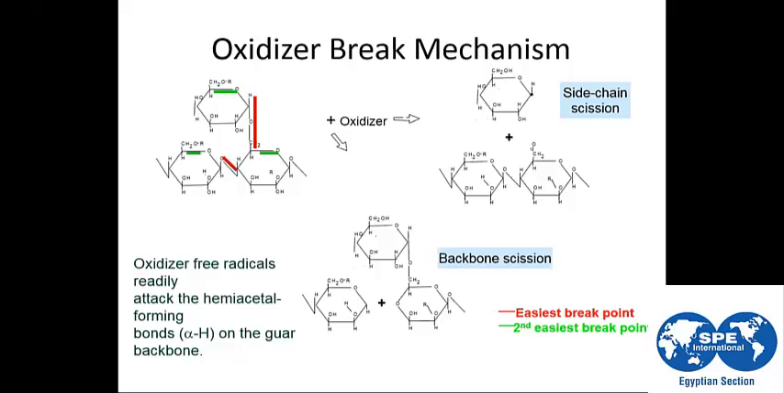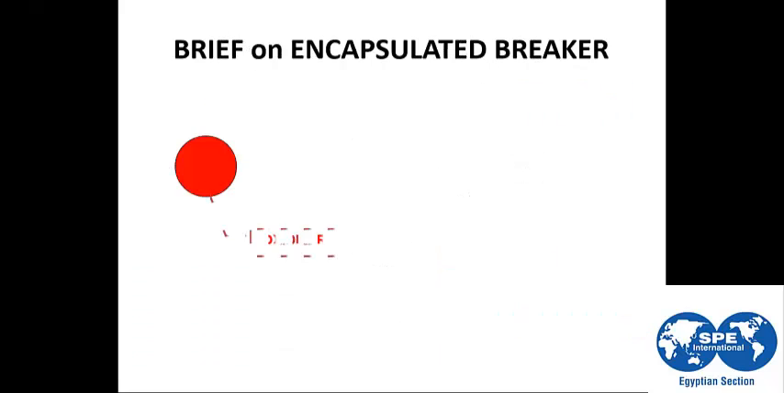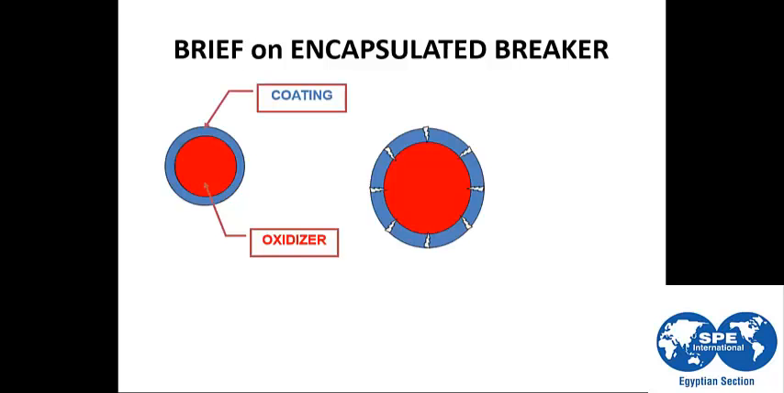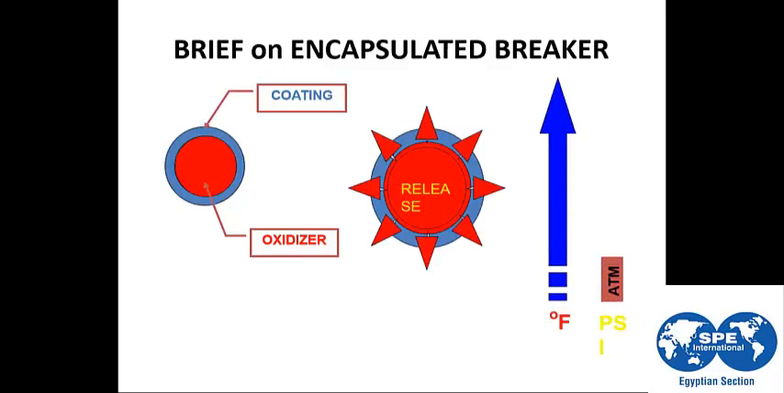The oxidizers are used to break these bonds here and here, to break the chains and reduce the viscosity of the frac fluid. There is another type of breaker called the encapsulated breaker. This is a new technology that uses a coating, and inside this coating the oxidizer, the breaker, is present.